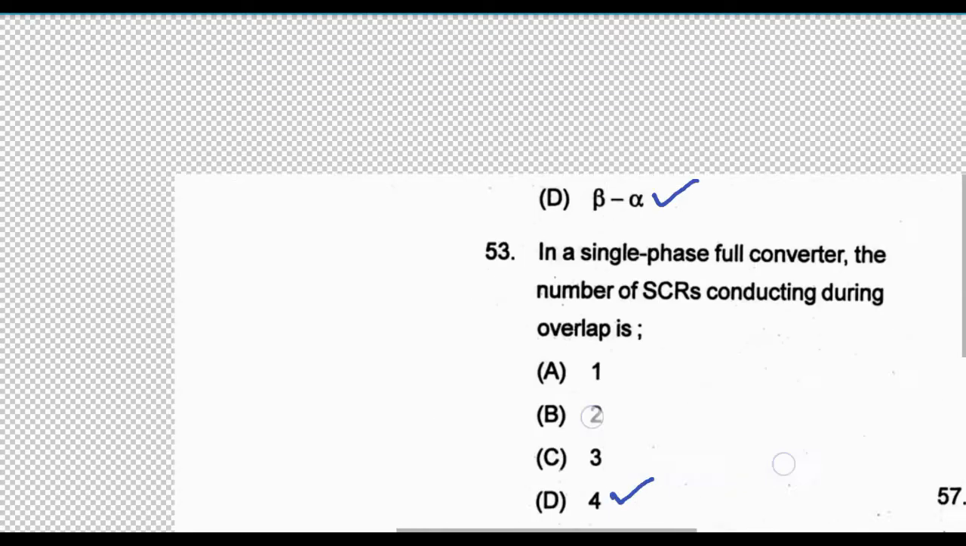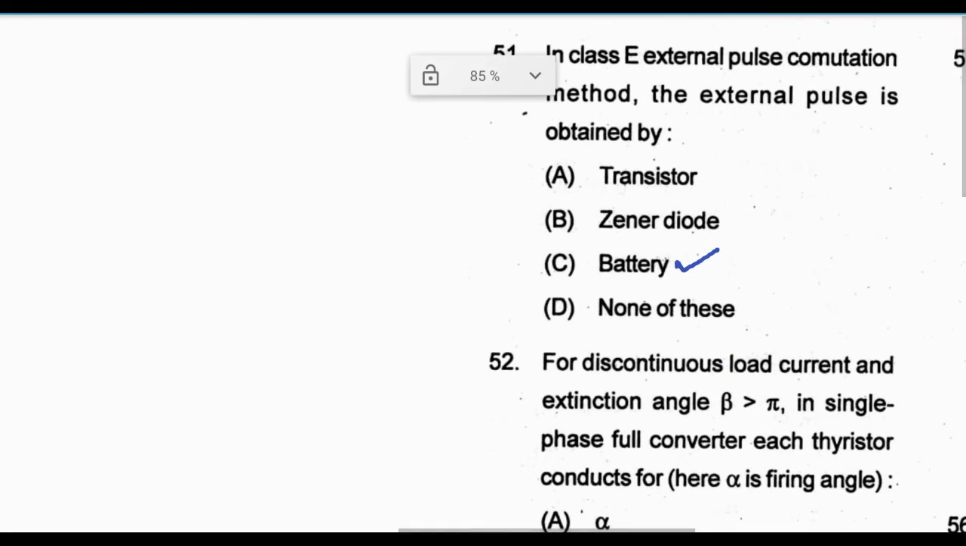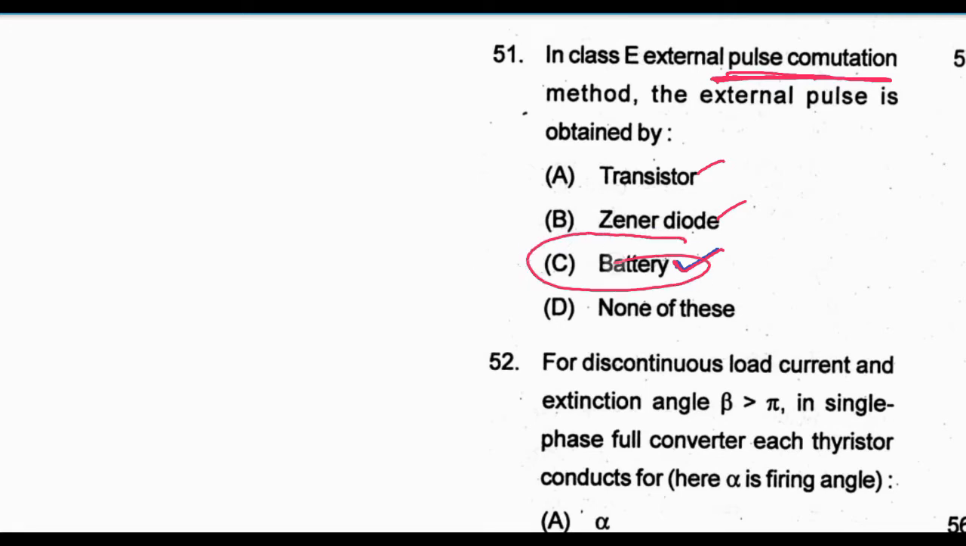Next is question number 51. In class E external pulse commutation method, the external pulse is obtained by, this is battery. External pulse is always obtained by an external source. In books you will find that external source, and here these are not sources. So external source is battery, and this is a commutation. We are talking about commutation, and this is generally connected to AC or DC for inverting or rectification applications. But for this commutation purpose, generally an external pulse is required, that from battery or external source.